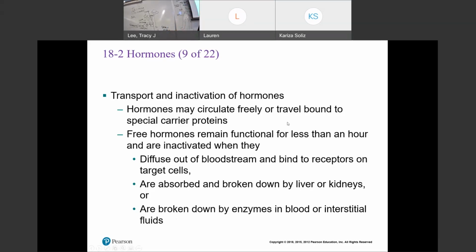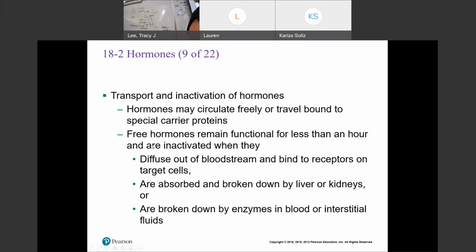What do I mean by that? Some of our hormones are bound to carrier proteins. So we may just have T3 floating around through the blood. T4, we're going to stick it to a carrier protein. Why? Because it's not going to get broken down in the bloodstream. So it's going to be there available to be activated and used.